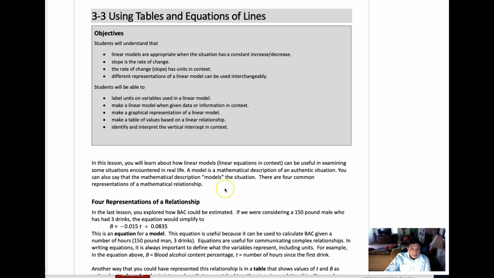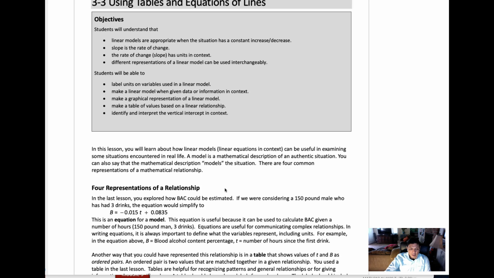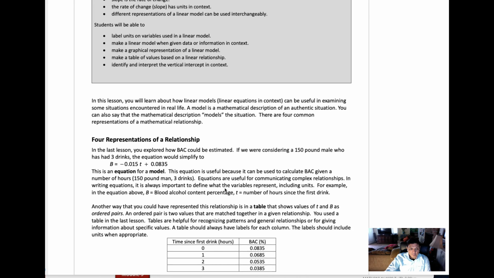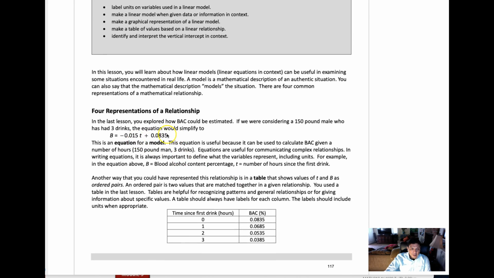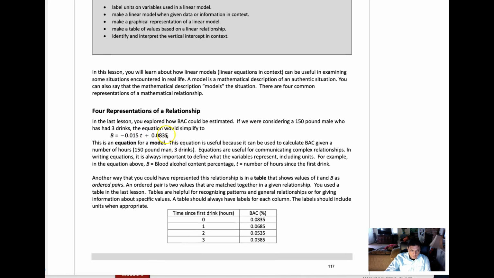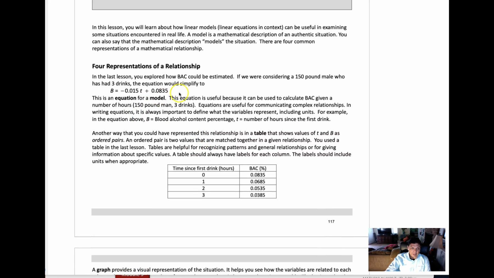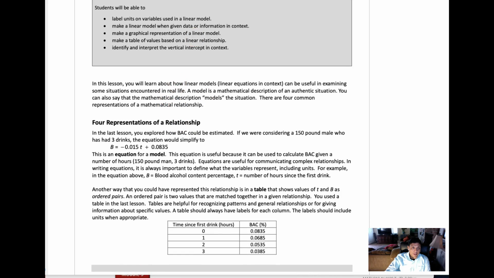Okay, we're going to look at lesson 3-3, using tables and equations of lines. So we continue on with linear equations. The first one we look at is the linear equation or model that we used in a previous lesson about blood alcohol content. And as you can see, we have this equation right here.